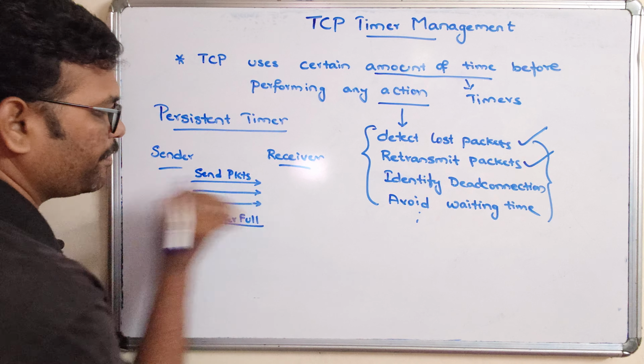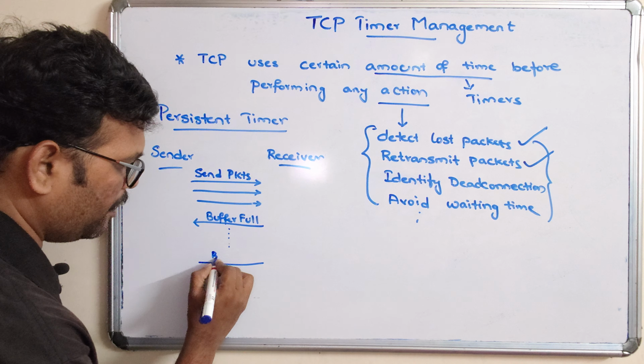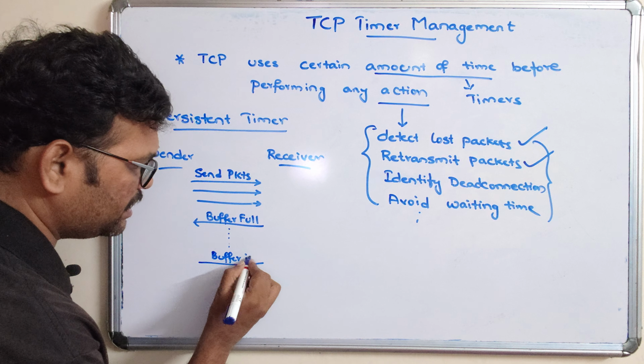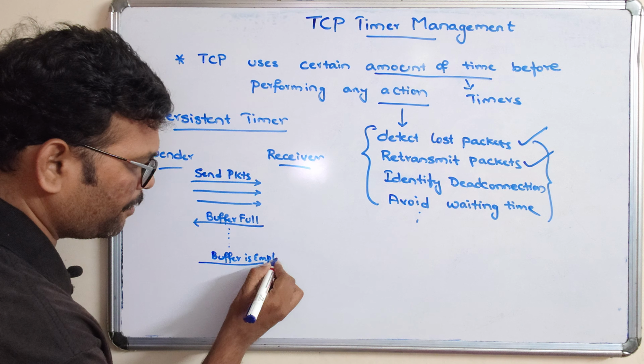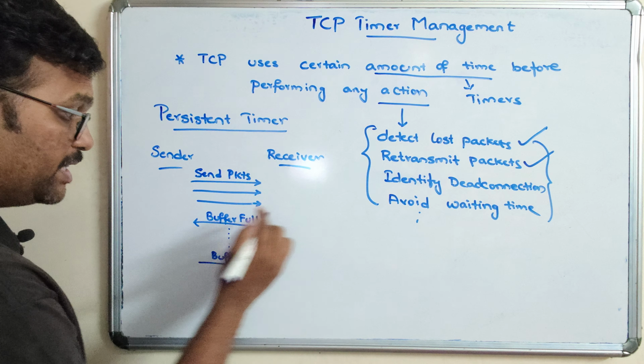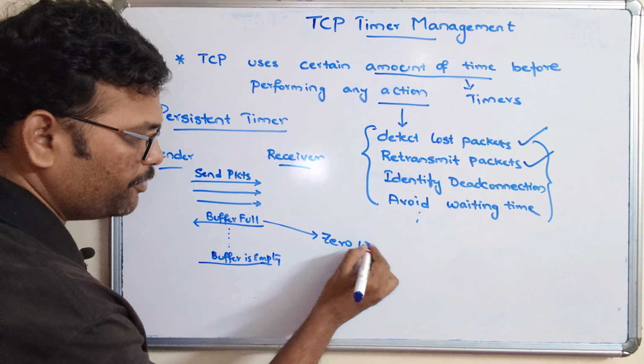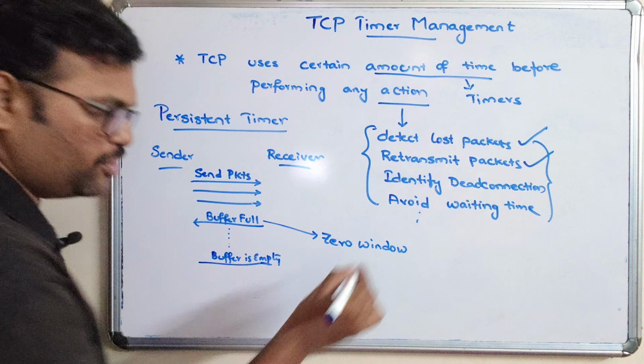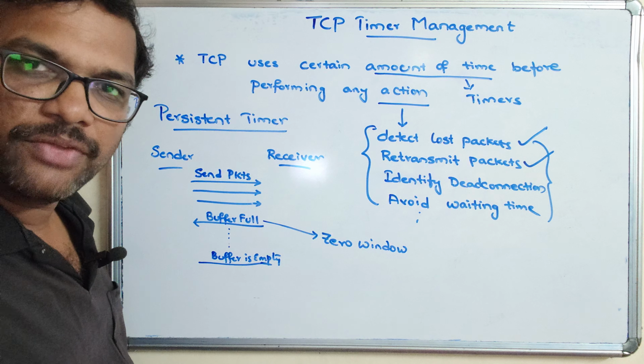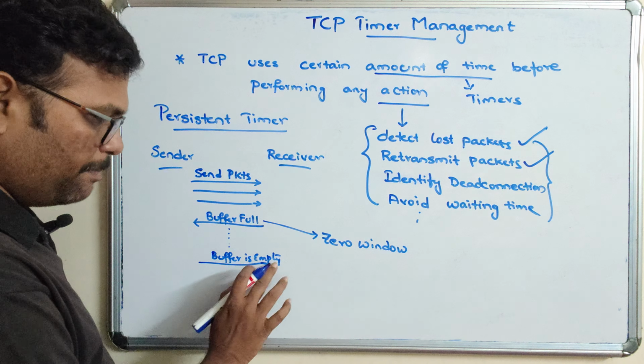Buffer full. Then what happens? The sender will stop sending the packets, and after some time the buffer is empty. This particular situation is called a zero window, which means there is no space to accommodate the packets in the window. After some time, the buffer is empty.